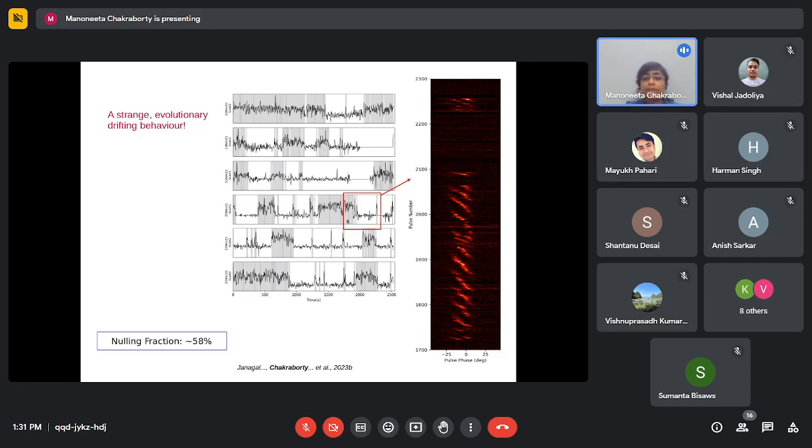Not only that, in the times where it was on, we see that it shows a drifting behavior, like the previous slide. But in this case, within a particular drifting mode, the drifting behavior is not steady, but it's evolving. It's systematically evolving.